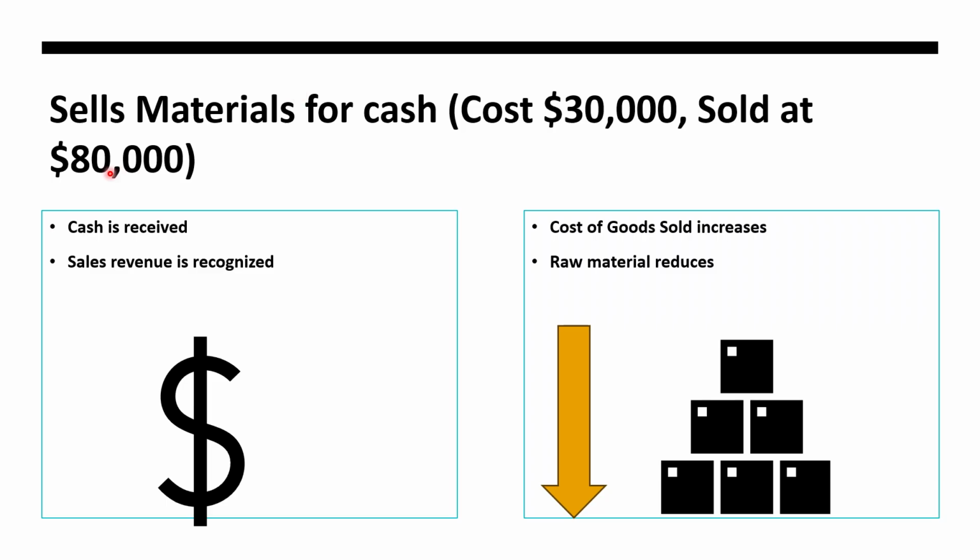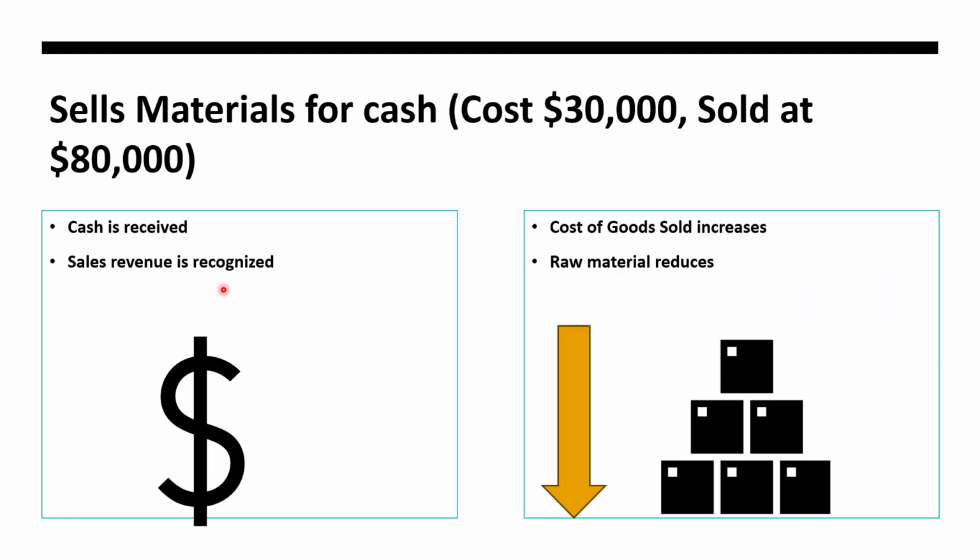The last transaction is Clue sells materials which are in stock as inventory, for cash, and the cost of those materials amounts to 30,000, and they're selling that at 80,000. So now there are two parts here. One is when they sell for 80,000, cash is received for 80,000, and they're recognizing a sales revenue for that amount.